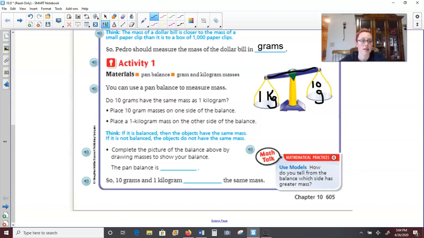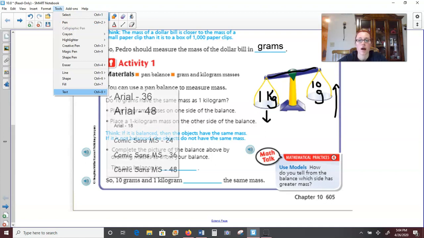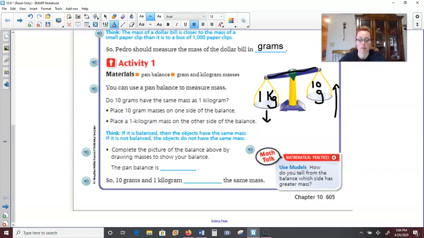1 kilogram is going to be heavier, which is why we see this side of our balance scale going down, and that's why I put the 1 kilogram on the left side. 10 grams are going to be lighter, so they're going to go up a little bit on the scale because they are lighter than the kilogram. So things that are heavier are going to, because of the force of gravity too, pull down harder on the scale. So the pan balance here, or the balance scale I call it, is not balanced. So that tells us that these 2 objects are not the same in their mass.